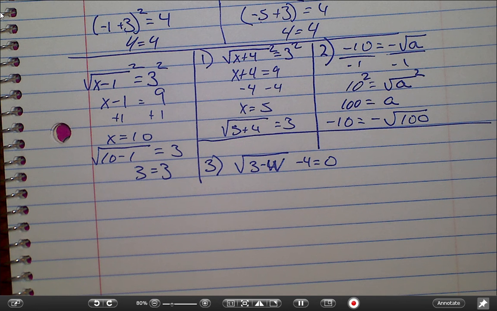So, like I said, I want to get the square root by itself, or whatever the radical is by itself. Add 4, very good. So I'm going to add 4 to both sides.